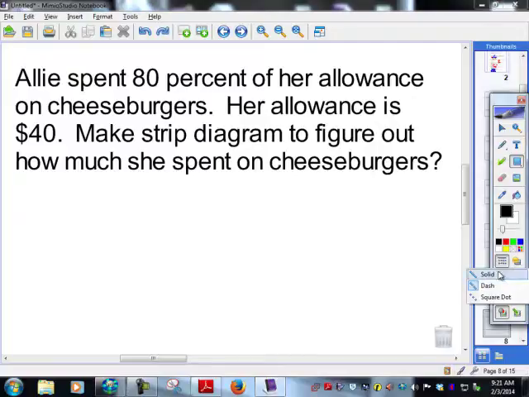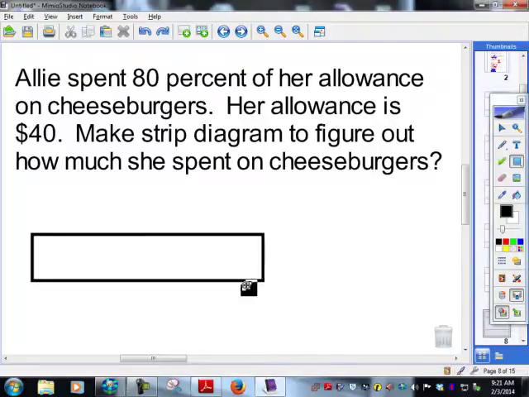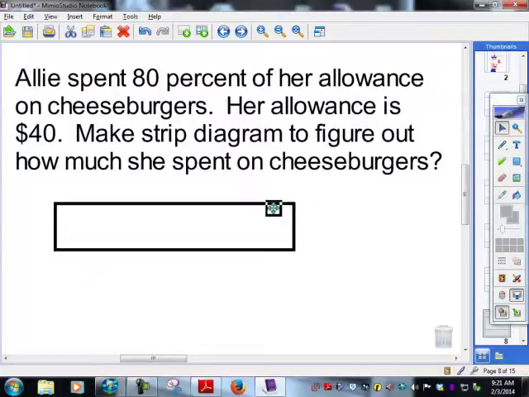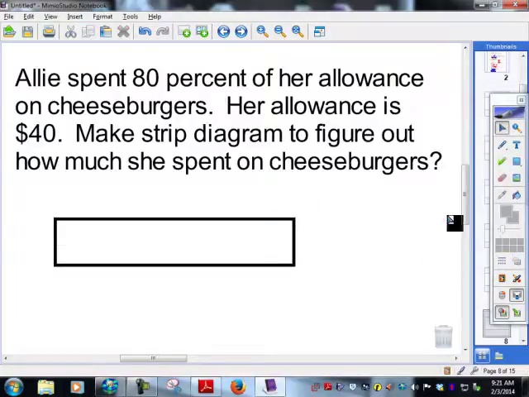Piece of paper. Just one strip diagram question. You're more than welcome to use proportion too. I can't answer that. That's the whole point of the question. Think about it, Nick. Think about what I've told you, all the strategies I've given you.